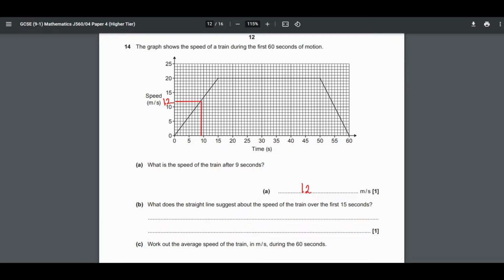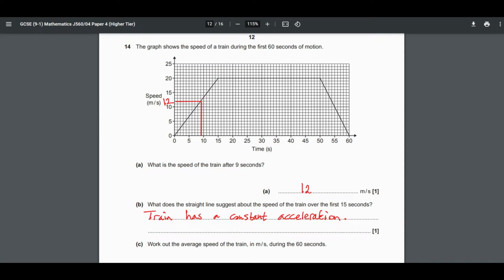Part B, what does a straight line suggest about the speed of the train over the first 15 seconds? This is fairly straightforward again. So when we have a straight line on this type of graph, it basically shows that there's constant acceleration. So the answer is the train has a constant acceleration.